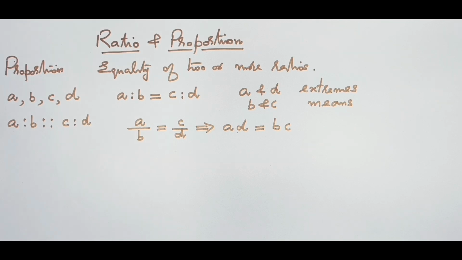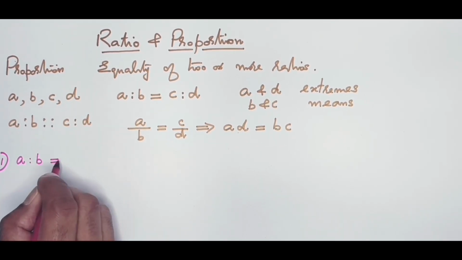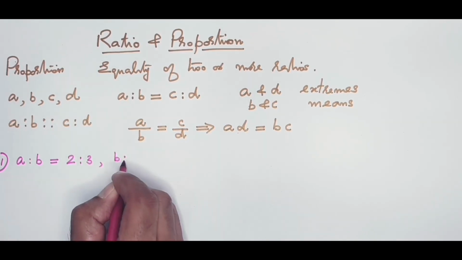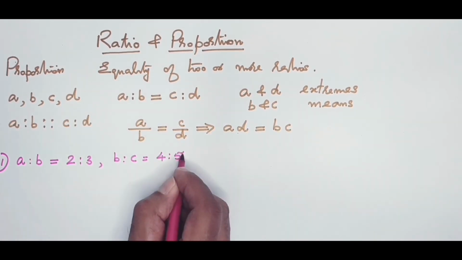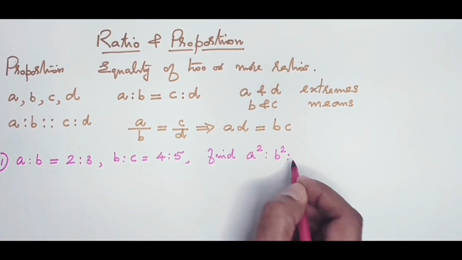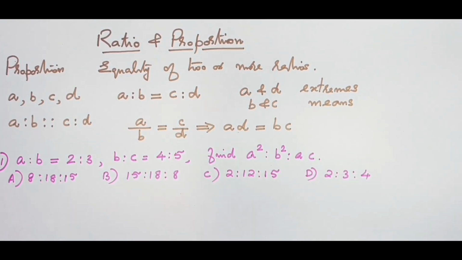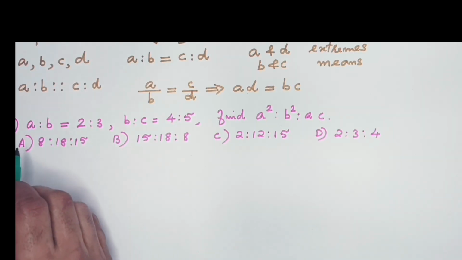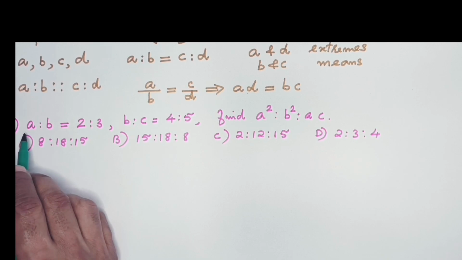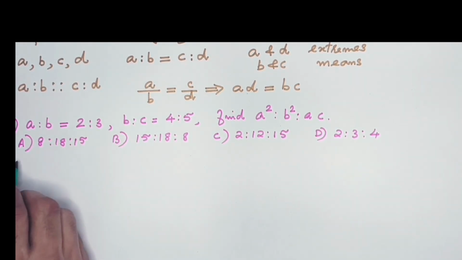Now let's work out a few simple problems based on both ratio and proportion. The first question is this: A is to B equals 2 is to 3. B is to C equals 4 is to 5. Find A square is to B square is to AC. These are the four options. In the first step, we will combine these two ratios, A is to B and B is to C, and find out A is to B is to C.